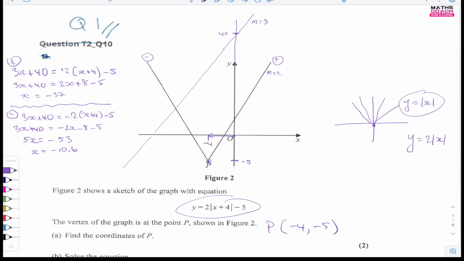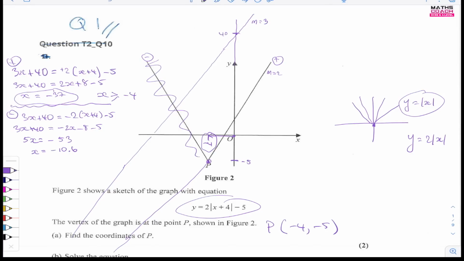Now remember, we're looking at the positive branch. So the negative branch, we're ignoring for now. And if we extend the positive branch, eventually they will cross down below. So when they cross, the x value will be minus 37. But if you look at the modulus graph, the positive branch is only up until minus 4. So for the modulus graph, x really has to be bigger than or equal to minus 4.